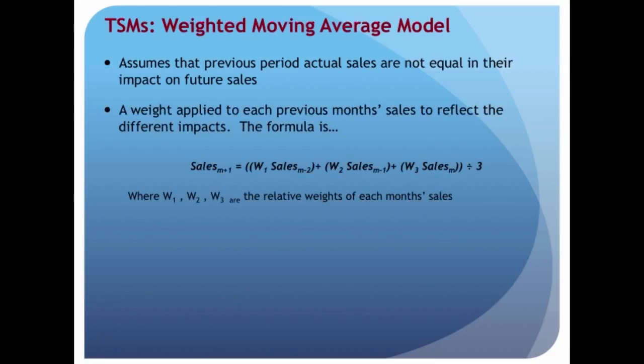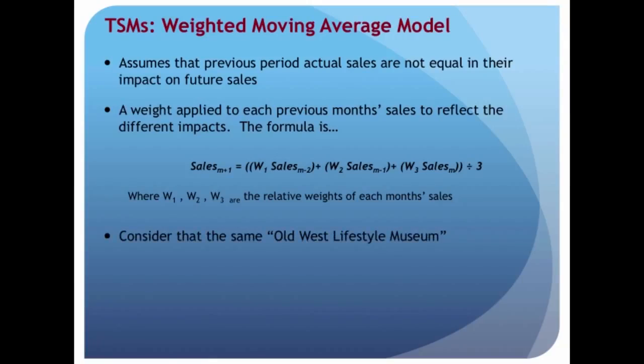To compute the weighted moving average sales, a weight is applied to each previous month's sales to reflect the different impacts. The formula looks like this: sales m plus 1 equals W1 times sales m minus 2 plus W2 times sales m minus 1 plus W3 times sales m, all divided by 3, where W1, W2, and W3 are the relative weights of each month's sales.